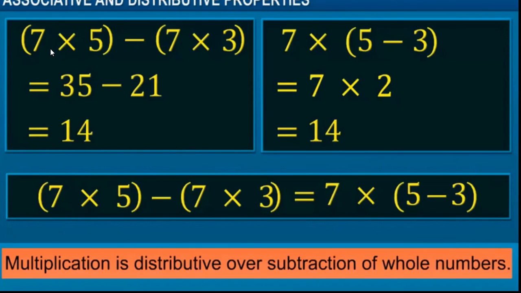So ഇവിടെ നമ്മൾ നോക്കുകയാണെങ്കിൽ 7 into 5 and 7 into 3. 7 into എന്നൊരു കാര്യം രണ്ടിനകത്തും കോമൺ ആണ്. സോ കോമൺ ആയതുകൊണ്ട് അതിനെ മാറ്റി വെച്ചിട്ട് 5ഉം 3ന്റെയും സബ്സ്ട്രാക്ഷൻ ചെയ്യുന്നു, അതായത് 5 minus 3. So 7 into 5 minus 3, we will get the answer as 2. So 7 into 2 is 14. Okay, so in both the cases we are getting the answer as 14.